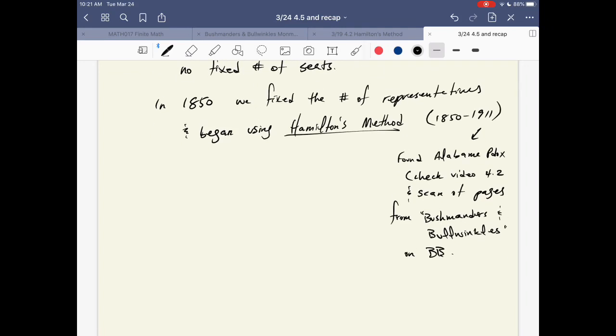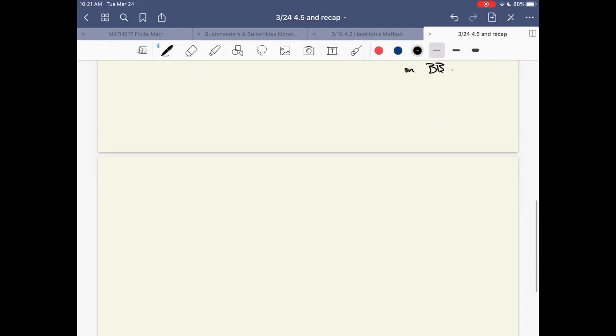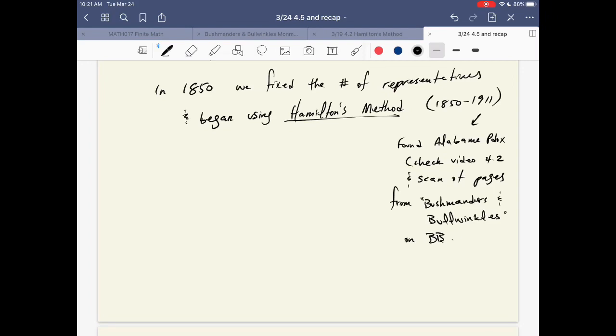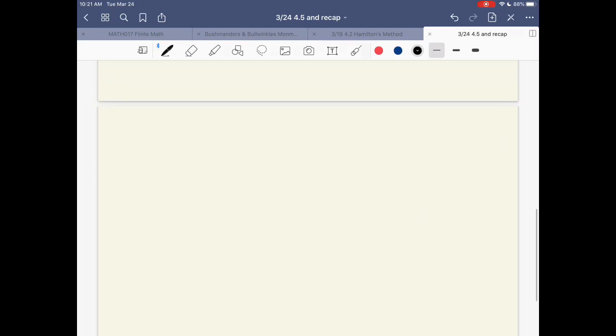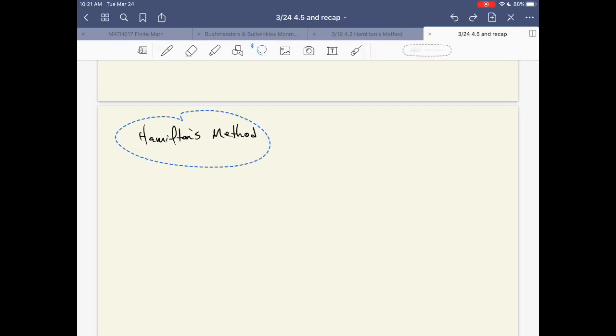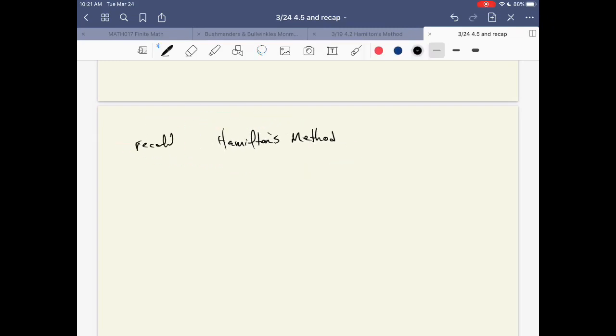Good. But I can just give a quick recap of Hamilton's method, because I'm not sure that I explained it terrifically last class. So basically the method is as follows. Recall Hamilton's method. What that consisted of was: assign each state with a quota less than 1 a single representative.